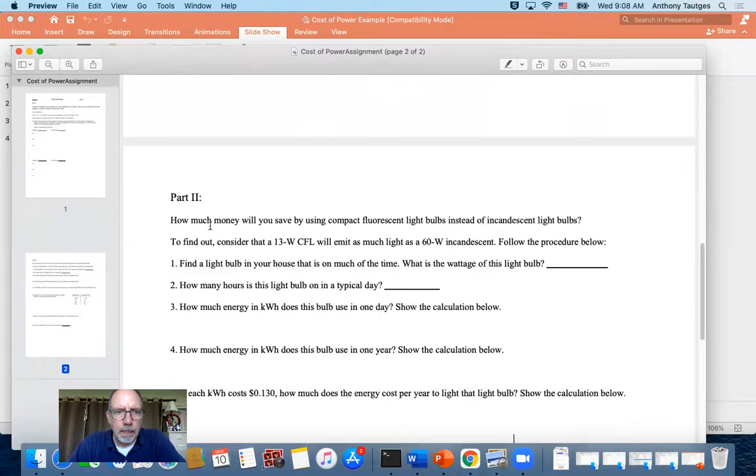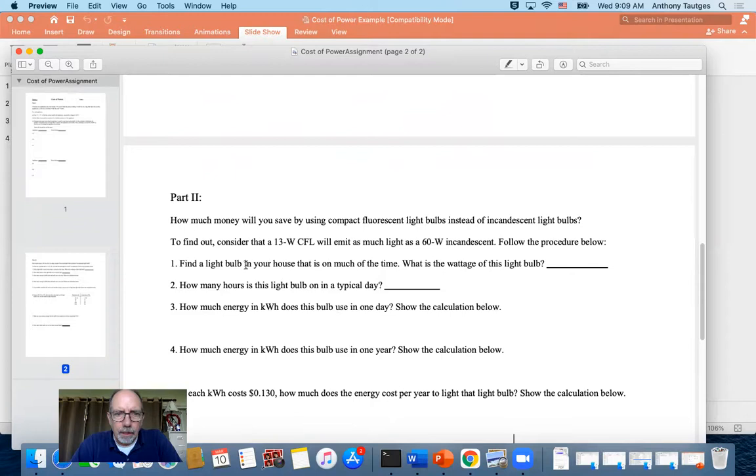And here's part 2. How much money will you save by using compact fluorescent light bulbs instead of incandescents? And actually, this is even a little bit dated. I should have changed this to LEDs, because I'm going to use an example of an LED. So how much money will you save by using LED light bulbs instead of incandescents? To find out, oh dear, I have to actually change my example here. I will change that by the time you open this document. But here's what we're going to do.